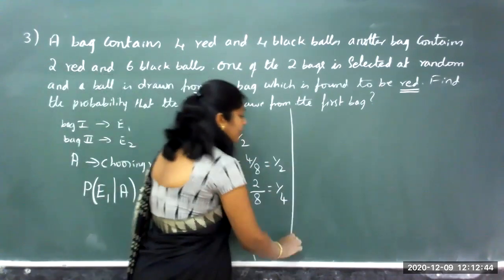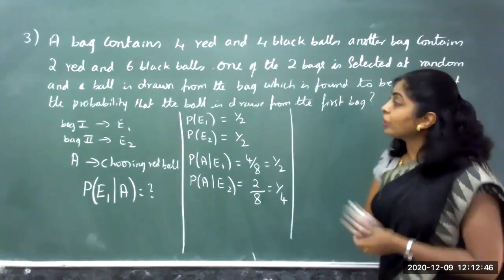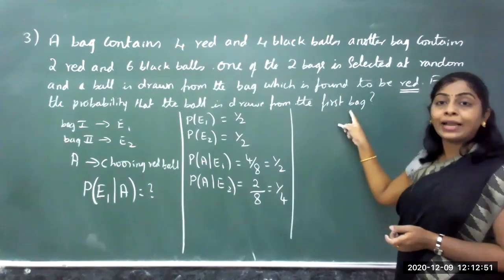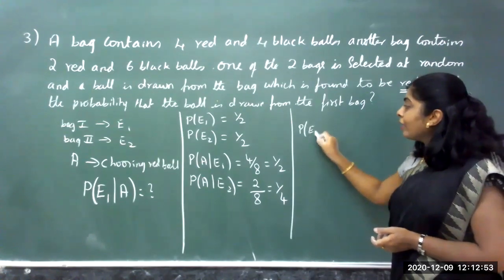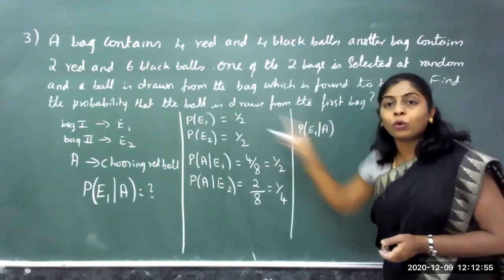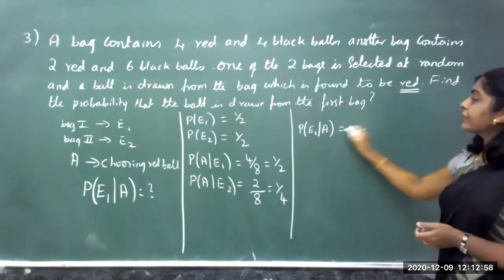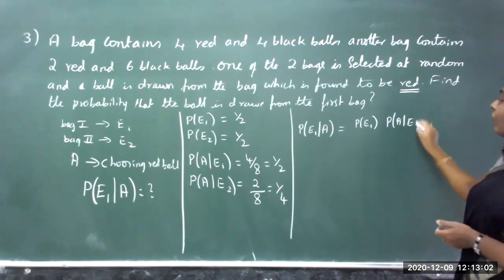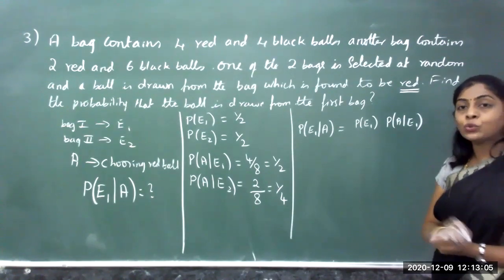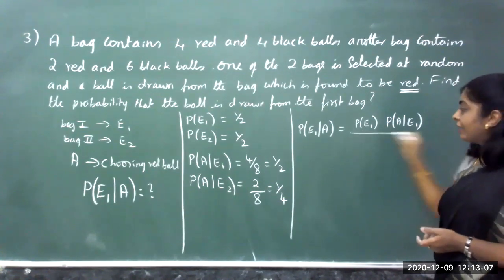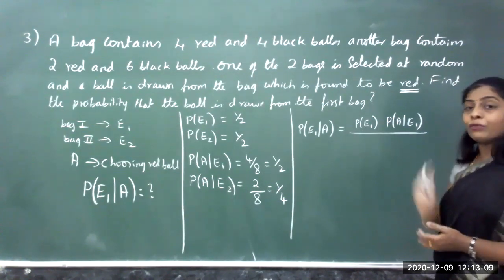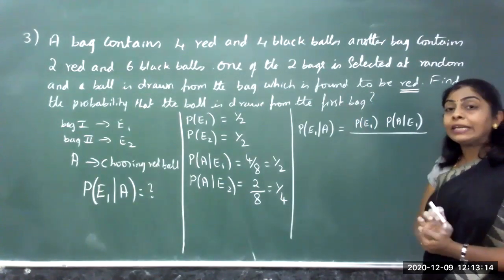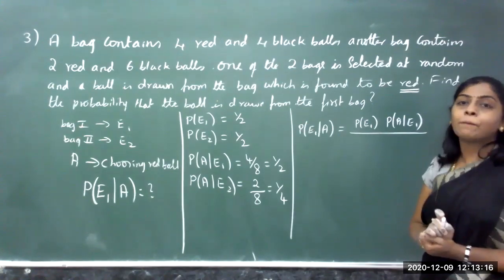Now using Bayes theorem, let us try to find. What is asked? Find the probability that the ball drawn is from bag 1. So from bag 1, I have to choose the red ball. So this is probability of B1 into probability of A, choosing the red ball from bag one, divided by the sum of the terms in this problem. How many events have occurred? 2 events, so it is a sum of 2 terms.